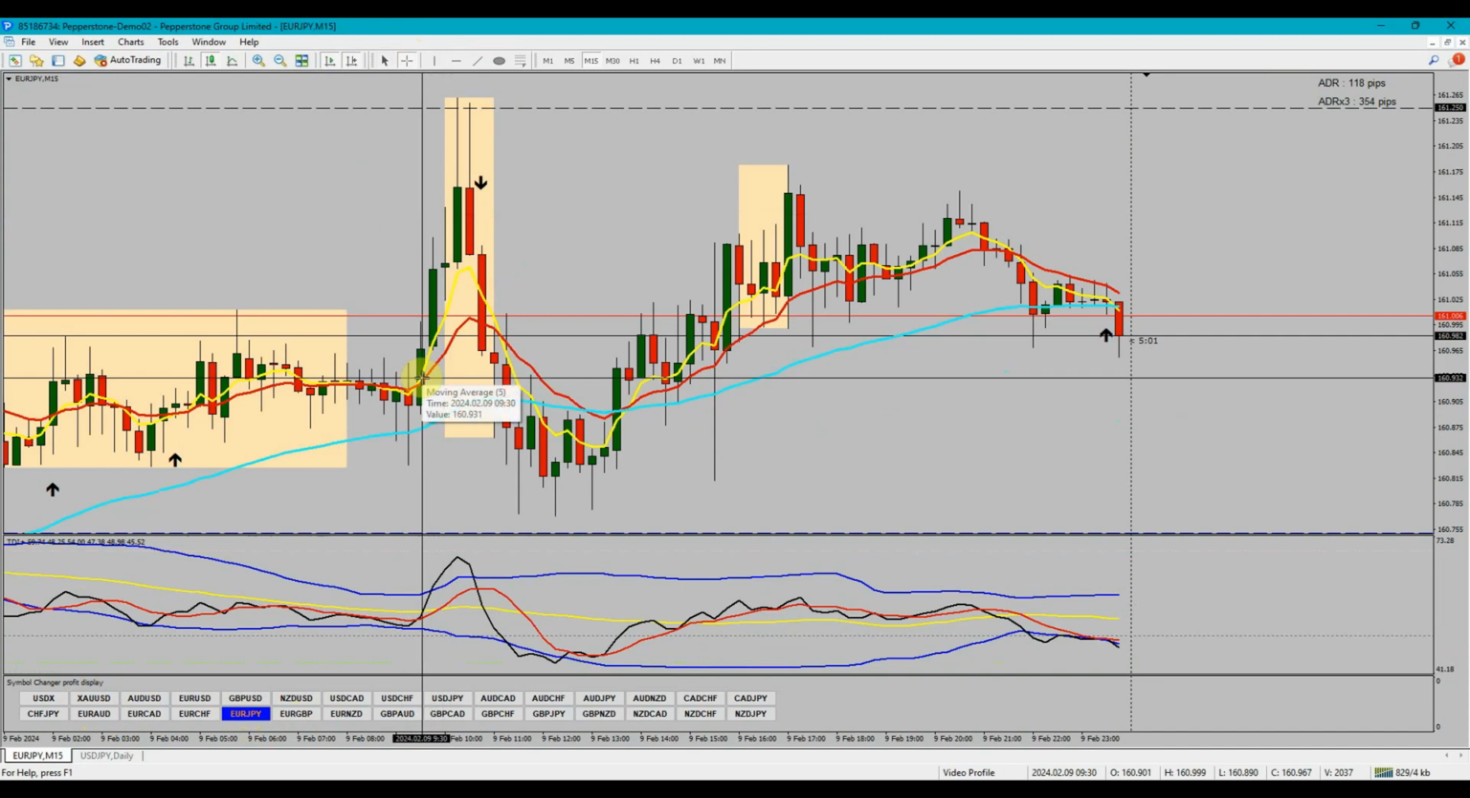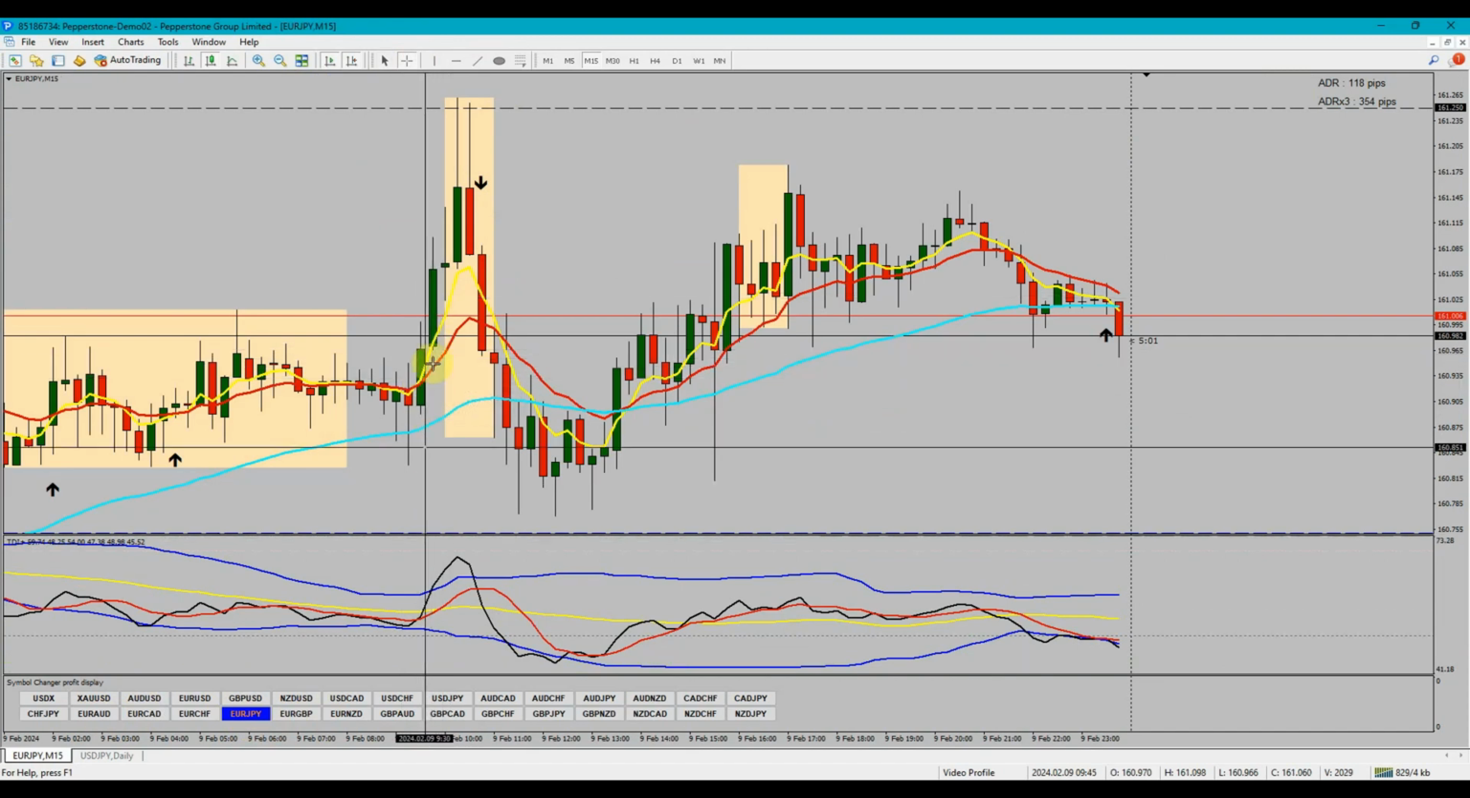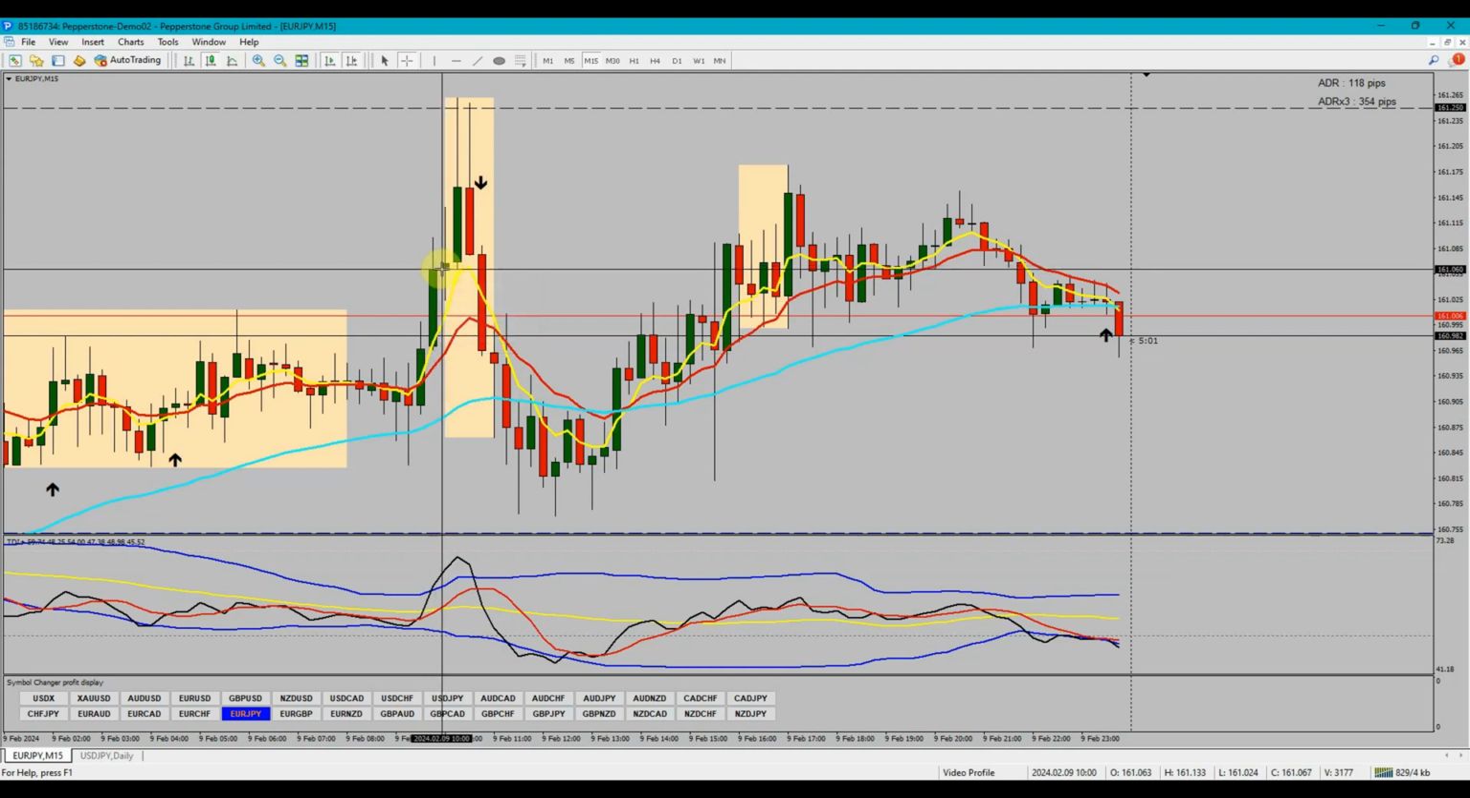So on Euro Yen, my ADR is 118. When we have that nice close right here, I can easily go for about 10 to 15 pips. This ran 20 pips to the upside. So these are things that you can use to truly identify how many pips that you can go for.